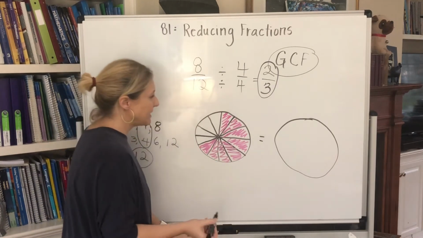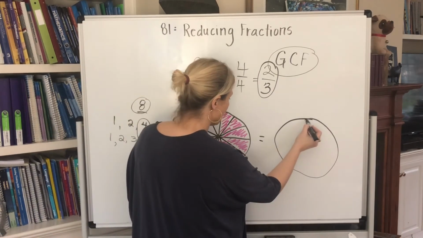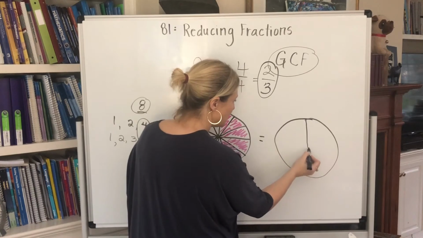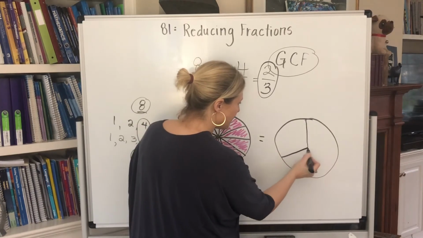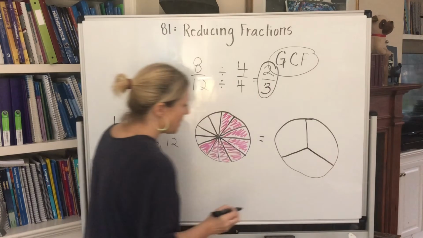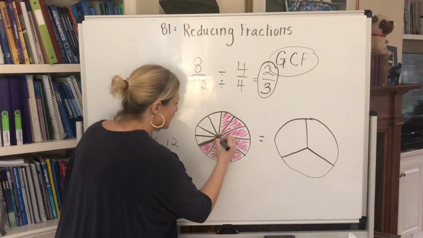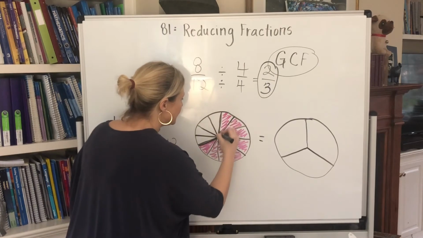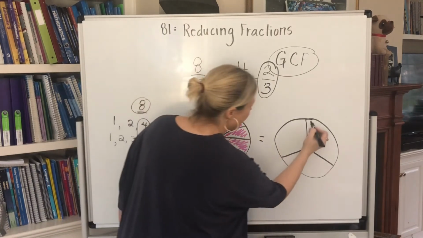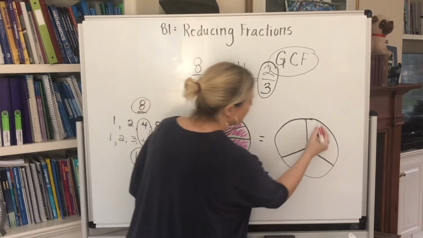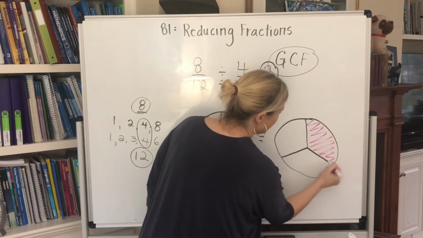And what I want you to see is that if I divide this circle into thirds, okay, 3 parts, there we go, I want you to see that 2/3 is actually exactly the same as 8/12. I'm going to color this 2/3 in here.